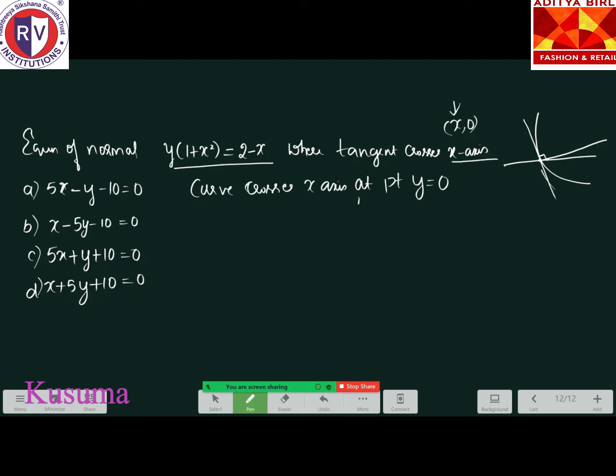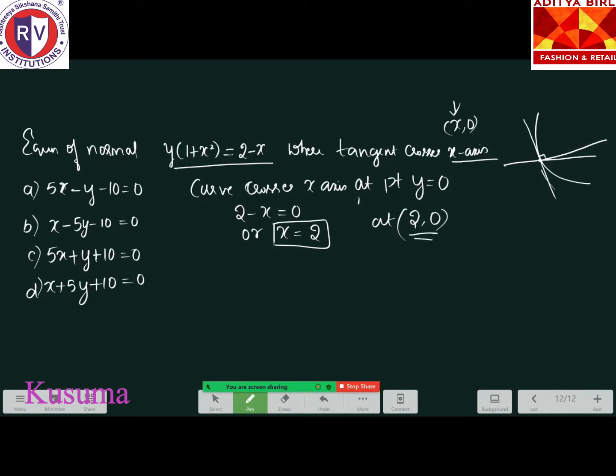Namge x y point namge gottagatte. So when we substitute y is equal to 0 in the given equation, we will have 2 minus x is equal to 0, or x is equal to 2. So the tangent passes through the x-axis at (2, 0). So idu point namge. So now e point alli normal equation enagirutte anta find out madbeku. This will be the point of contact.